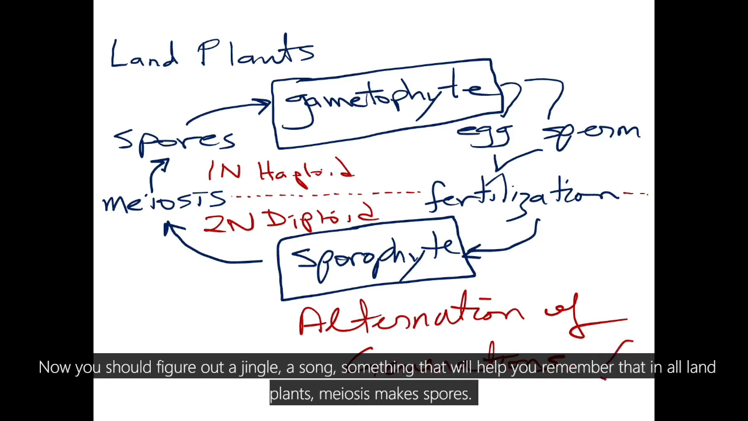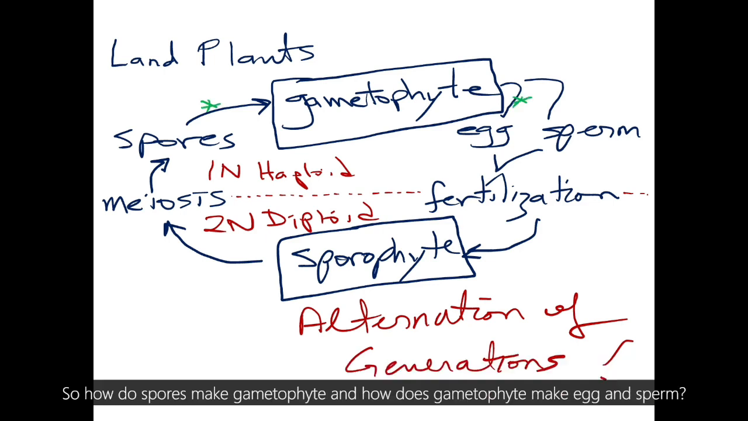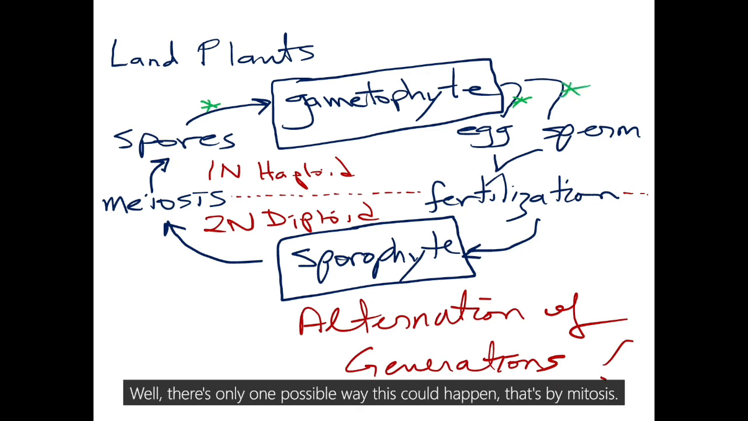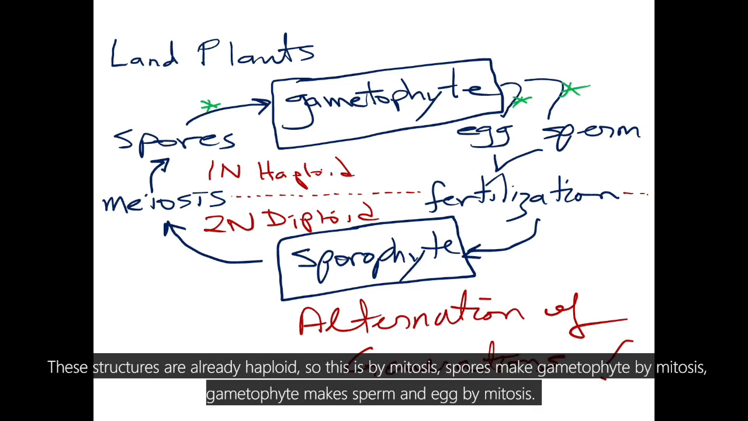Now you should figure out a jingle, a song, something that will help you remember that in all land plants, meiosis makes spores. So how do spores make gametophytes? And how do gametophytes make egg and sperm? Well, there's only one possible way this could happen. That's by mitosis. These structures are already haploid, so this is by mitosis. Spores make gametophytes by mitosis. Gametophytes make sperm and egg by mitosis.